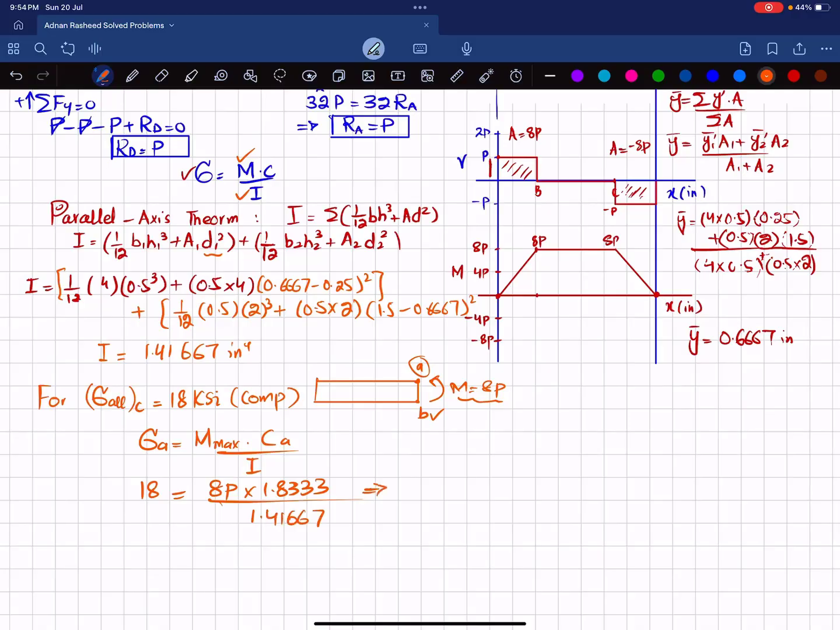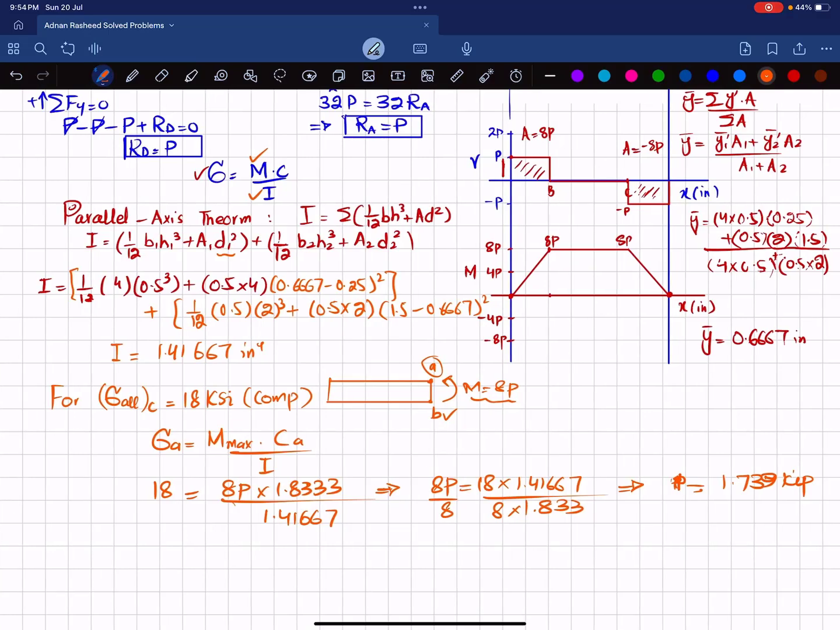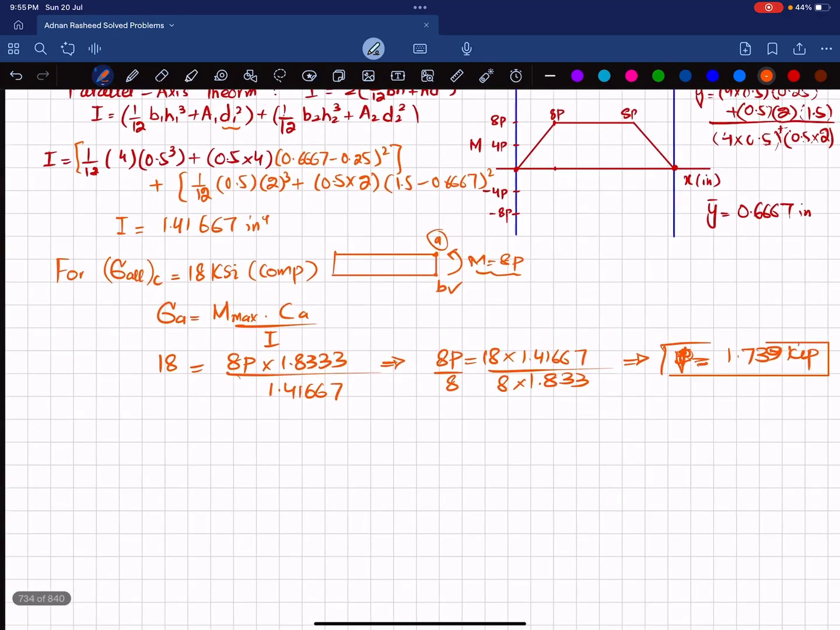So from here, when you calculate, 8P will be equal to 18 multiplied by 1.41667 divided by 1.833, and if you divide by 8 on both sides, P will be equal to 1.739 kip. This will be the value of P, and this P is for the allowable bending stress in compression.